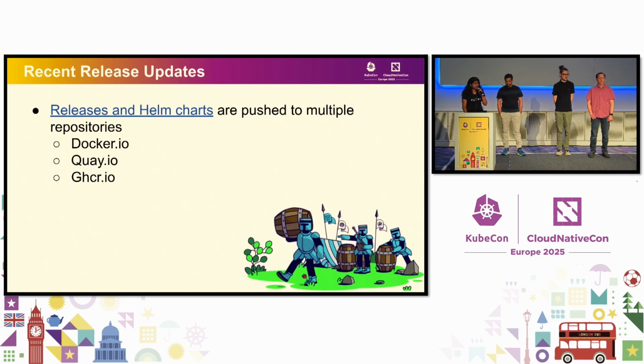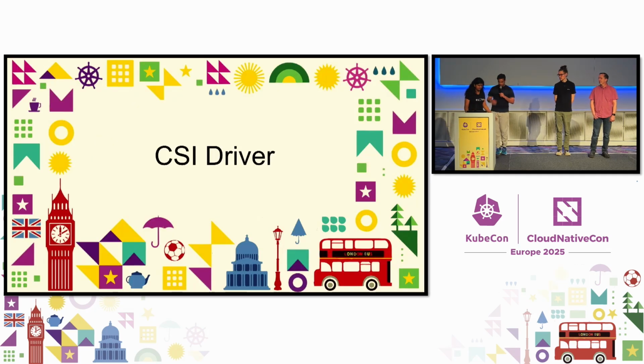If you want to download and get started with using Rook, you can use a Helm chart or the latest release from Docker, Quay, or GHCR. Now, in the next slides, we'll cover the CSI driver. Over to you, Madhu. Thank you, Deepika.